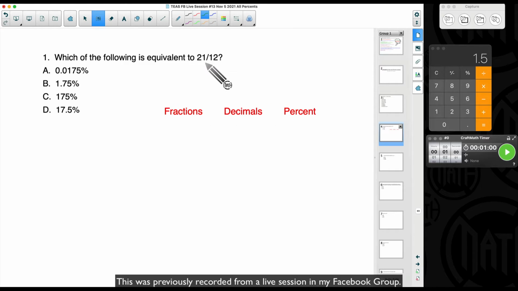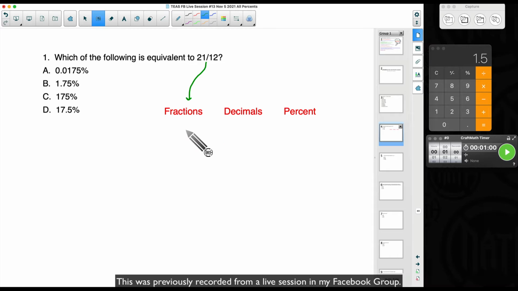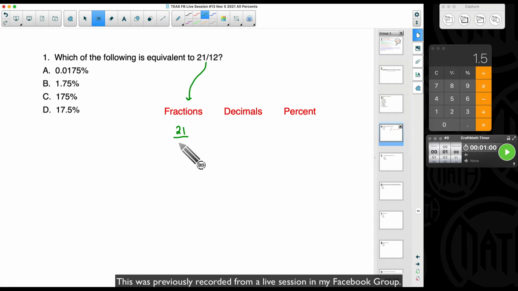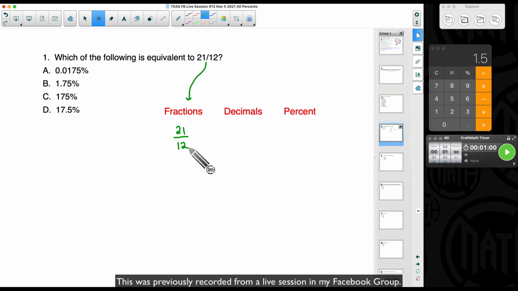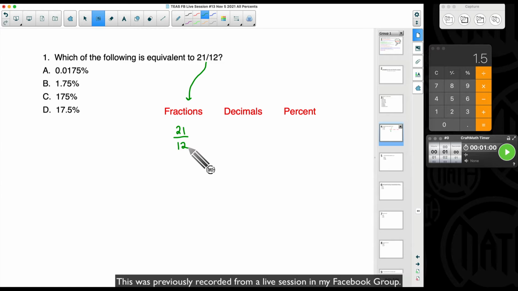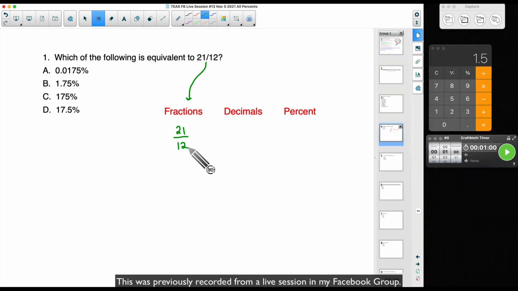Now, what we have given to us right here is a fraction that's 21 over 12. What makes this a fraction? Well, we have the fraction bar and we don't have a percent symbol. It's definitely not a percent. You'll have a percent when you see the percent symbol. And I'm going to try to fool y'all right here in a minute on another question.